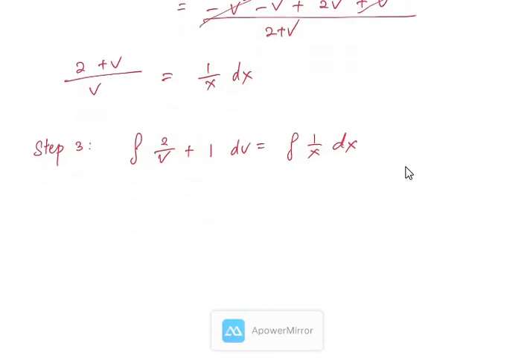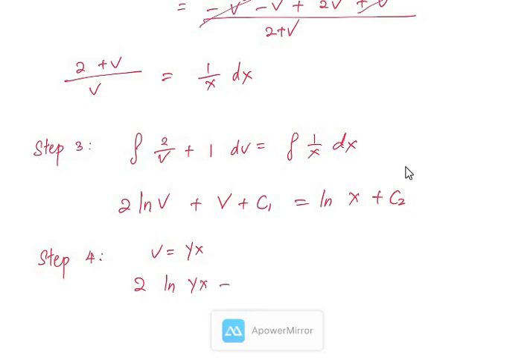So integrate 1 over v, we obtain ln v. 2 is a constant. Integrate 1 dv, you get v plus c1 equal to ln x plus c2. And then we can substitute back in step 4, v equal to yx. So we have 2 ln yx plus yx equal to ln x plus c, where c equal to c2 minus c1. So that's all for this question, how we solve the non-homogeneous equation. Alright, thank you for watching.